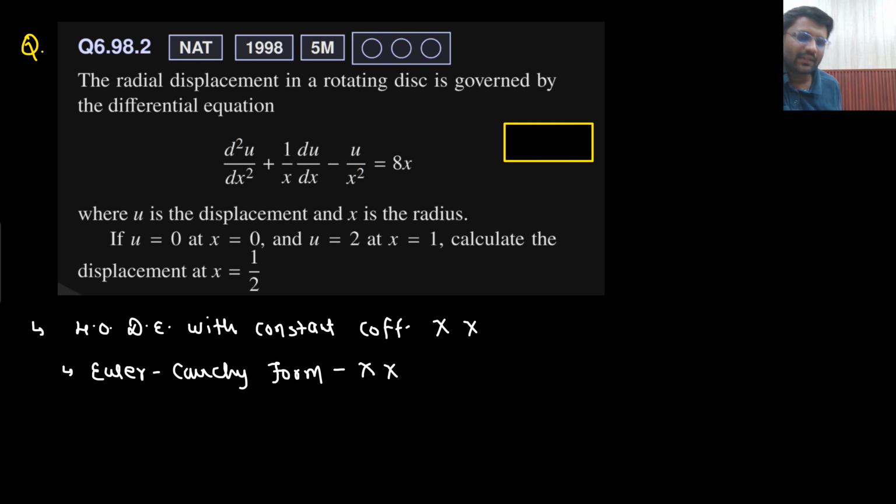Then your answer would be no, sir. Euler-Cauchy form means, sir, here there should be x square. No. Here there should be x and here there should be nothing. That means here should be x to the power 0. Right? What is the Euler-Cauchy form?